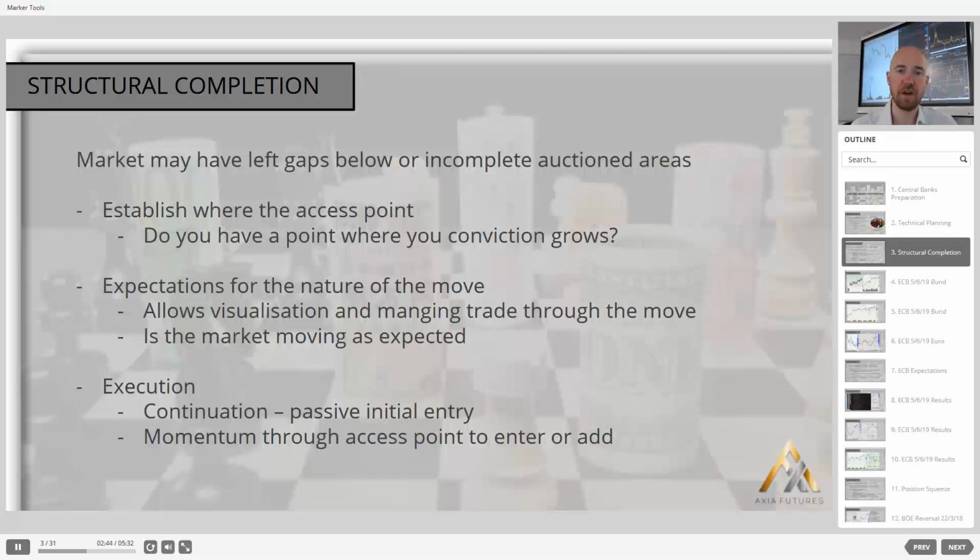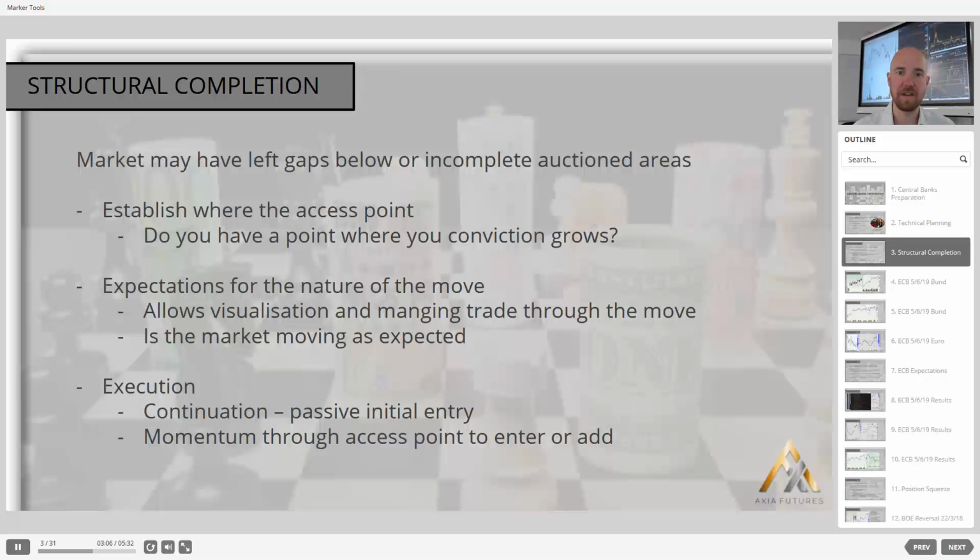It also, as well, gives you a little bit of a questioning once you're in the trade. Is it playing out as you expected? Because if it's not, it may well be a case to step aside and say, okay, not now, and come back to it. You've still got the same access points. Maybe there's a second wave, a second attempt at playing that trade.